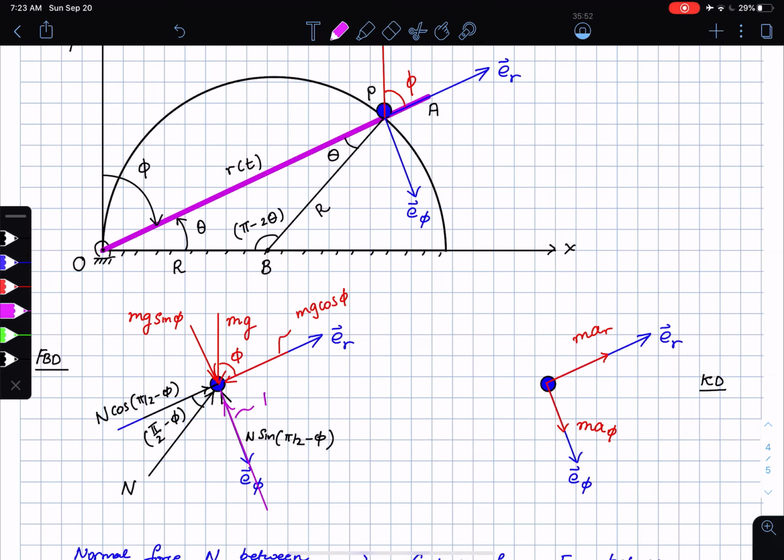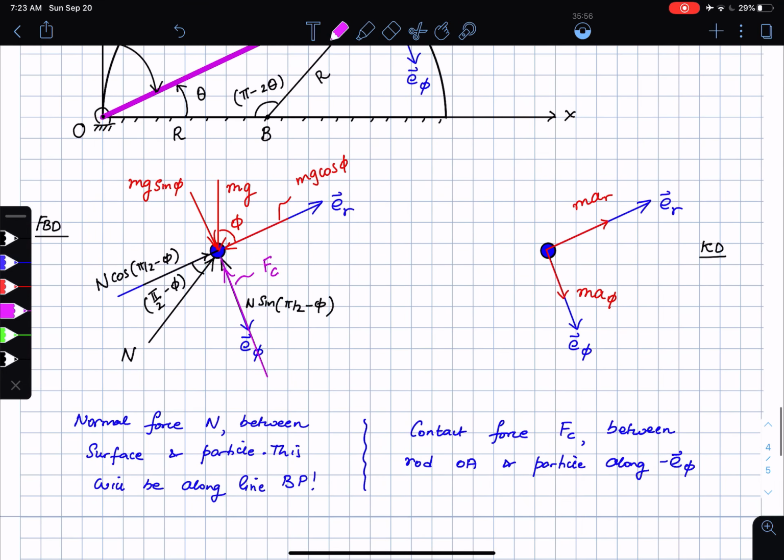Okay, which I'm going to call F suffix C. So this is my free body diagram, and this is my kinetic diagram. Lots of things are going on, which means that I'm going to clean up my free body and kinetic diagrams and maybe just keep some of the things going on here. Before I do that, let me try cleaning up the same figure here.